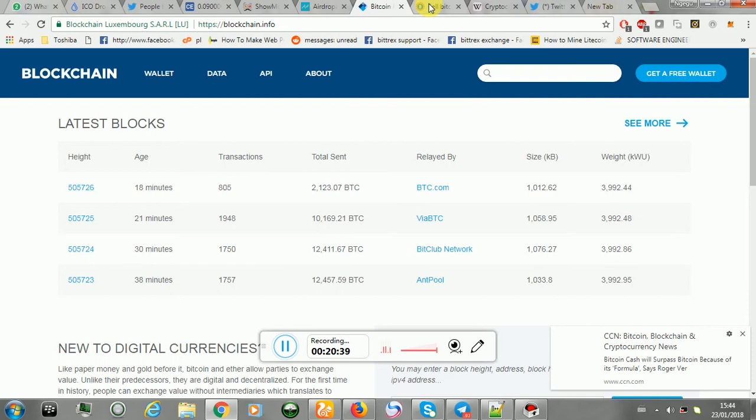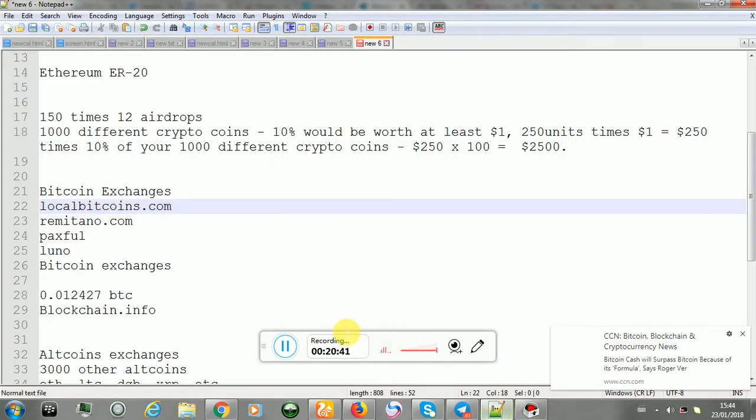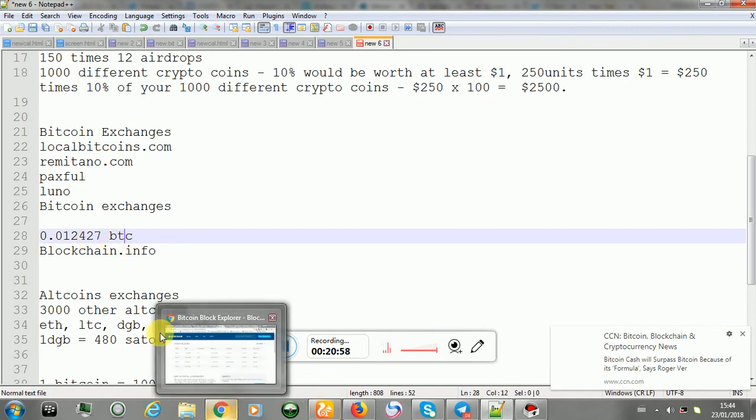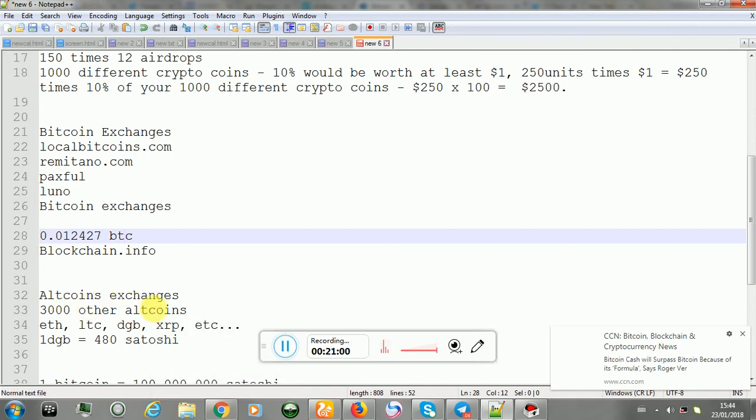Okay, now for you to do that, you have to use other exchanges called the altcoin exchanges. You have to be a good trader to actually do this. It's not encouraged for you to do that if you don't know how to do it. You have to be able to move your Bitcoin that you bought, say you bought 0.0124227 BTC from localbitcoins.com. You have to move it to any of the altcoin exchanges and exchange it between over 3,000 different altcoins that exist.